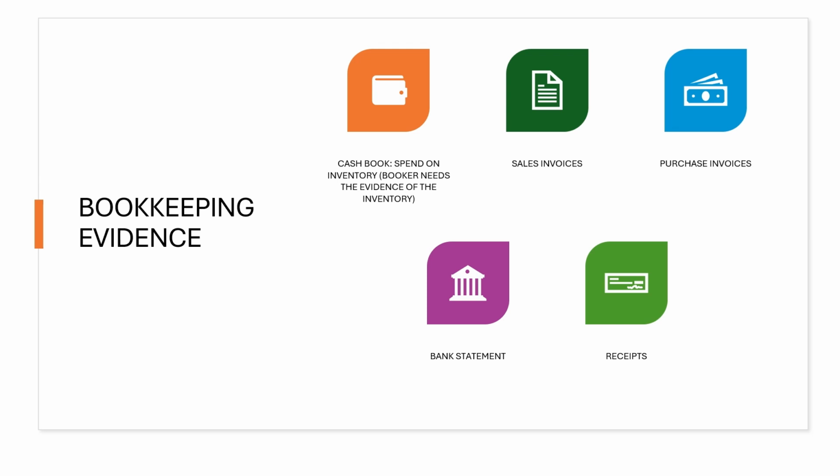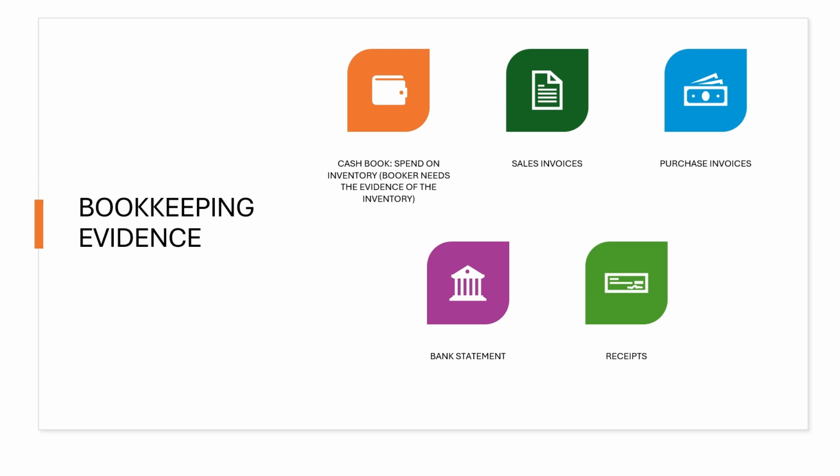It serves as proof of income and is essential for tracking revenue. Purchase invoices are different from sales invoices. These are received when the business purchases goods or services. Again, they are evidence of expenses and help maintain accurate records of accounts payable.